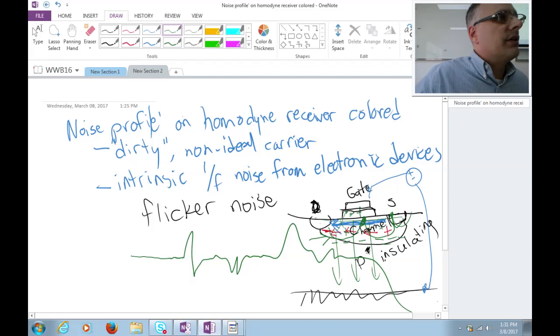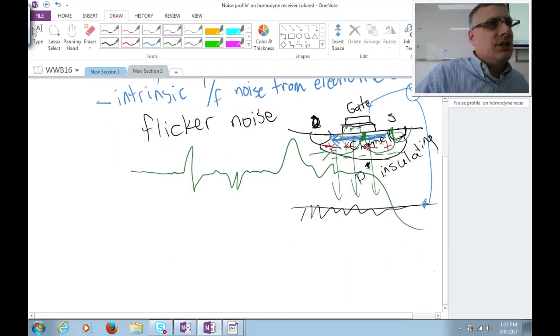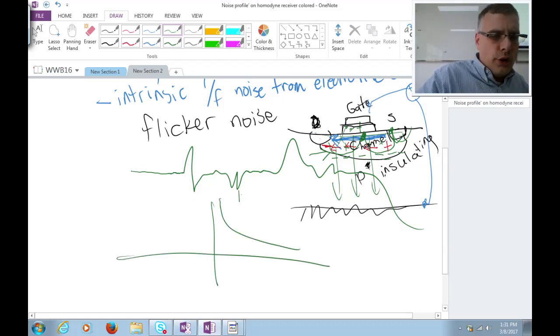Additive noise that depends on the size of the junction and has a low frequency bias to the type of interference. And we usually model that with 1 over F power spectral density. So people will call it 1 over F noise.